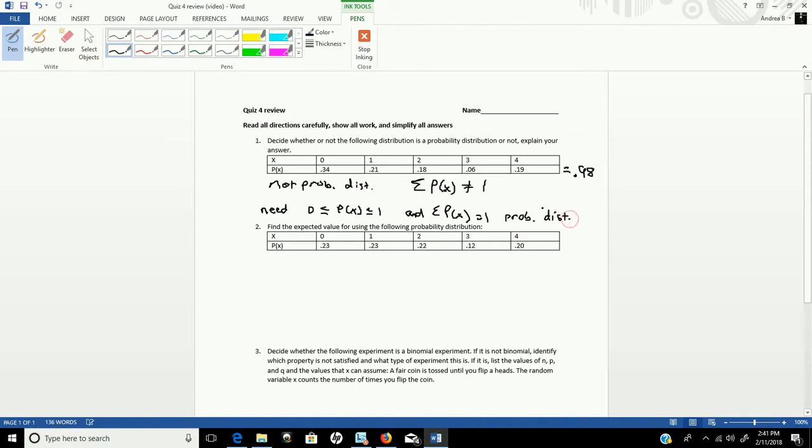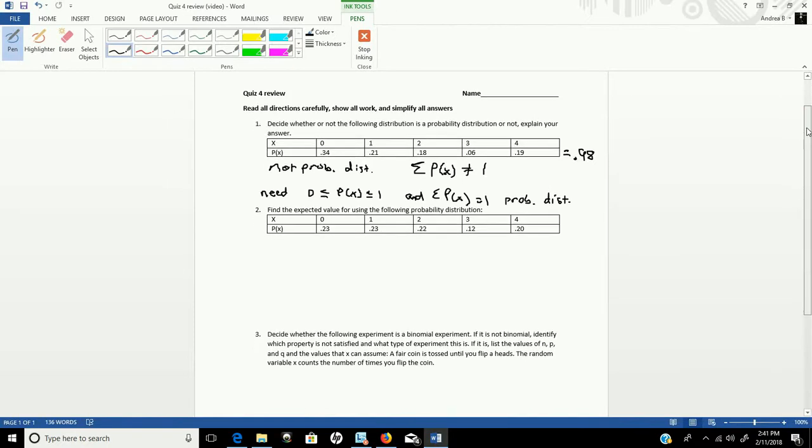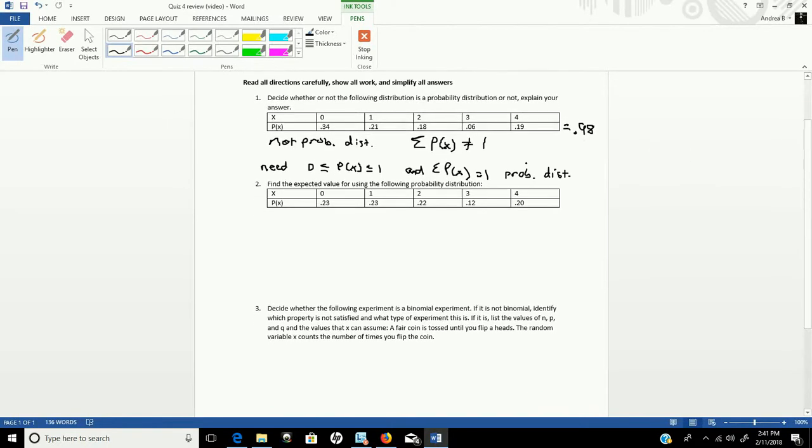So for instance, if there was a negative probability, it would not be a probability distribution. Or if you had one that was more than 1, it's still not a probability distribution. Even if they happen to add up to 1, still would not be if they're not between 0 and 1 for each of those individual probabilities.